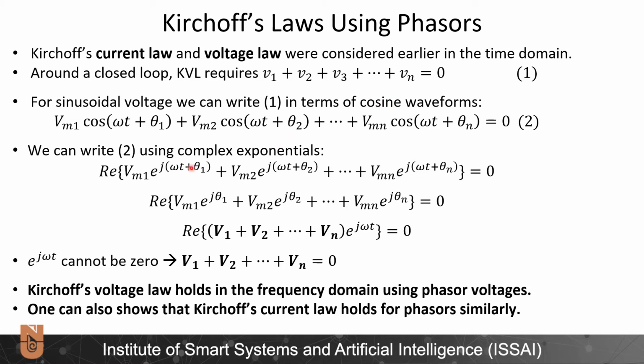And we can write this rule for the real part of complex exponential terms. And we can write these terms as phasors, and at the end, noting that e to the jωt cannot be 0, the sum of phasors for a specific frequency around the loop should be equal to 0 as well. So in other words, Kirchhoff's voltage law holds in the frequency domain using phasor voltages. And we can also show that this holds true for Kirchhoff's current law as well. So in other words, we can use basic KCL and KVL for circuit analysis using phasors as well.